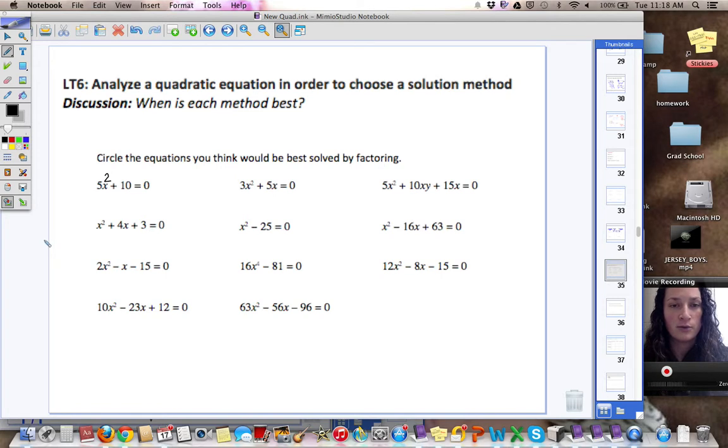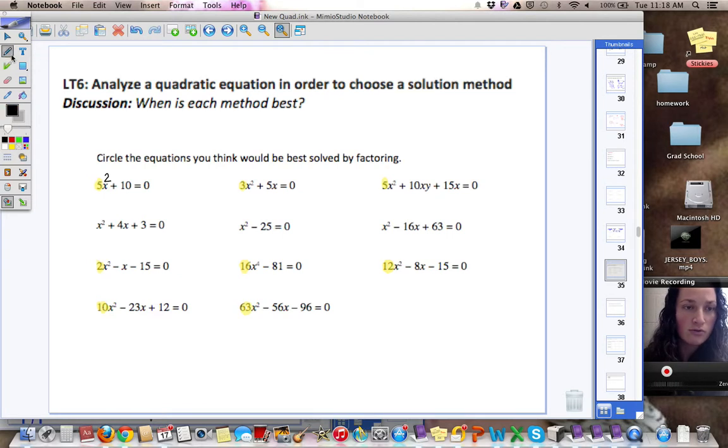So the first thing I would want to look at is the x squared term. I'm going to highlight if the thing that goes with the squared has a number. So like for here, it's a 5. This one has a 2. That one doesn't have anything. This one has a 10. This one has a 3. This one has a 16. This one has a 63. This one has a 5. And this one has a 12.